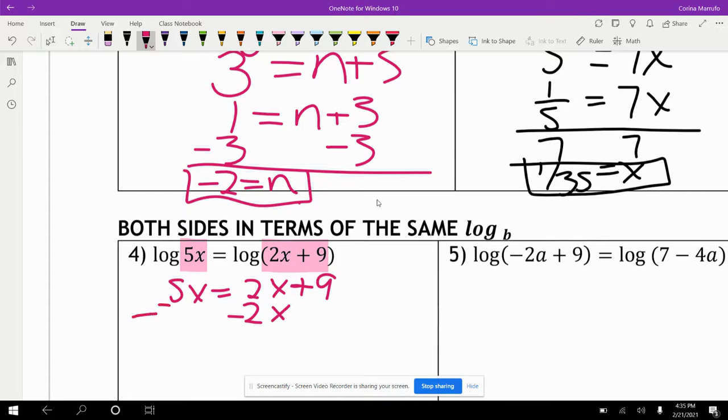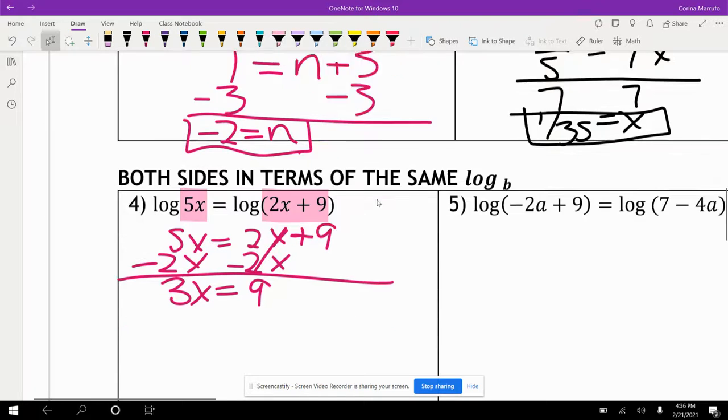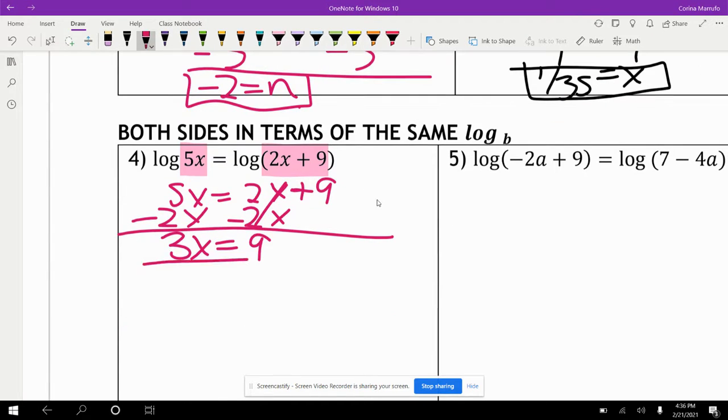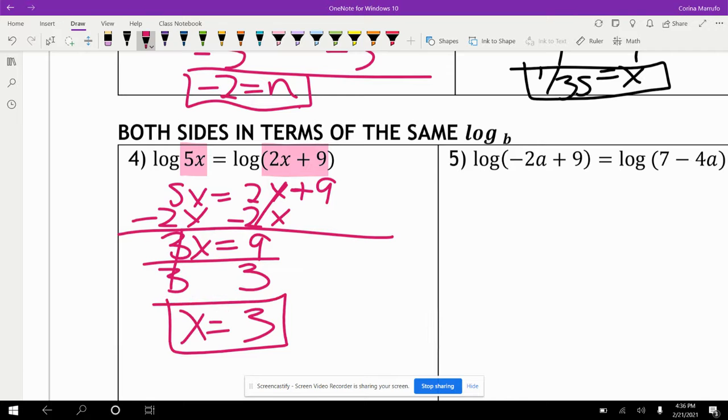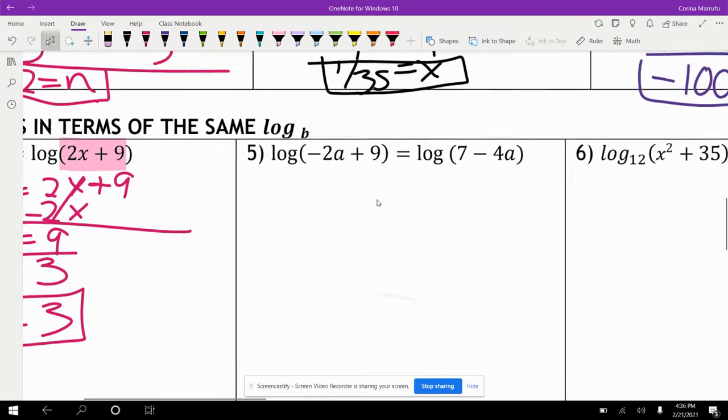So we're going to subtract 2x. And we get 3x equals, this canceled, so we're just left with 9. Then to solve for x, we're going to divide both sides by 3. And this cancels, and we get x equals 3. Okay, let's go ahead and go to the next one.